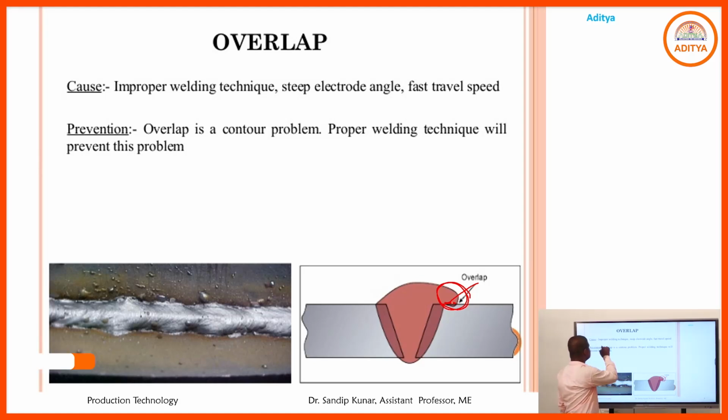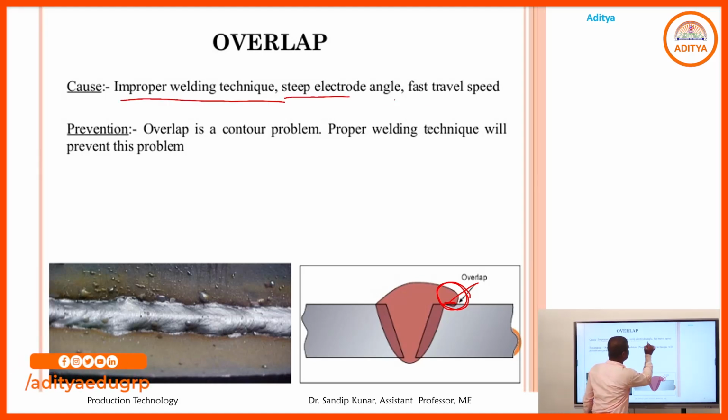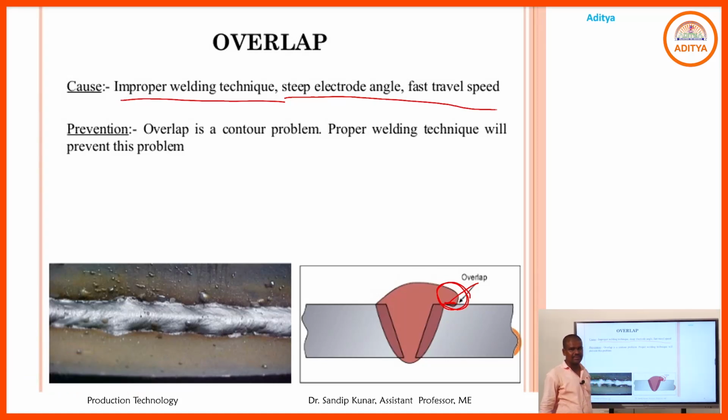So what is the cause? Improper welding technique, steep electrode angle and fast travel rate. Due to that, the overlap problem occurs. So how can we prevent that type of overlap problem? Due to extra melting of the base metal or filler material, that type of extra overlap occurs in the weld zone. Proper welding technique will also prevent this problem.